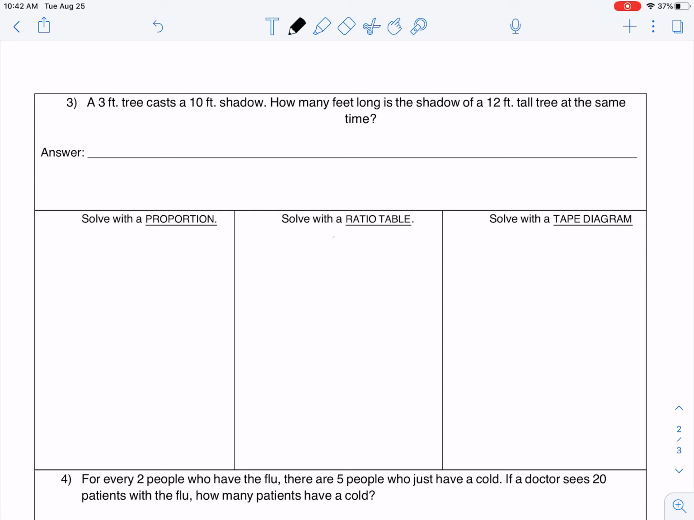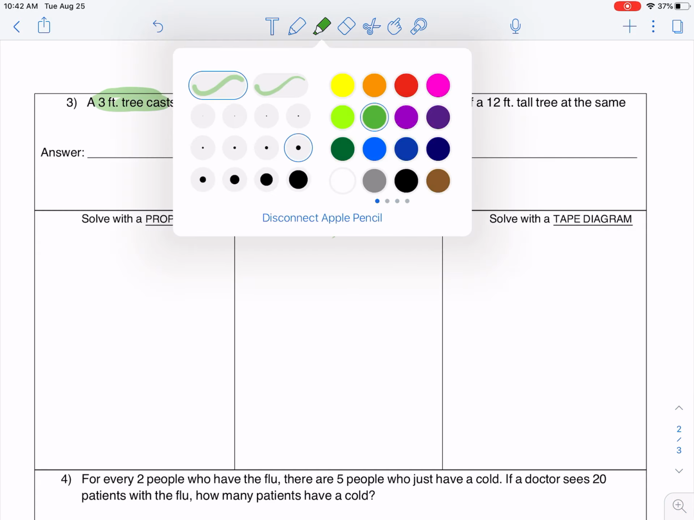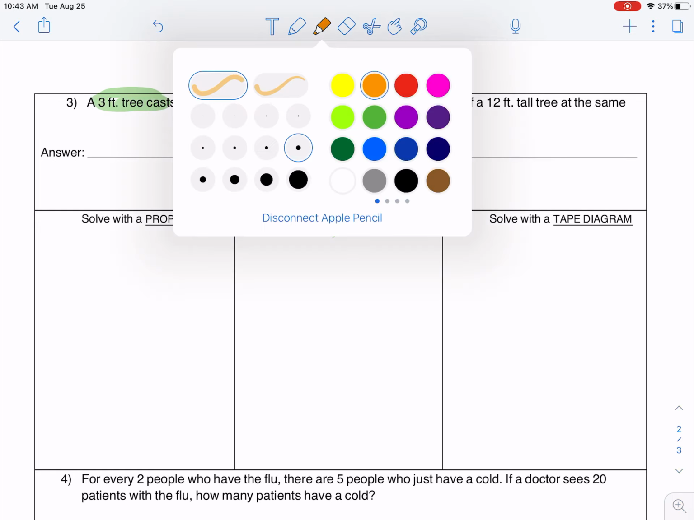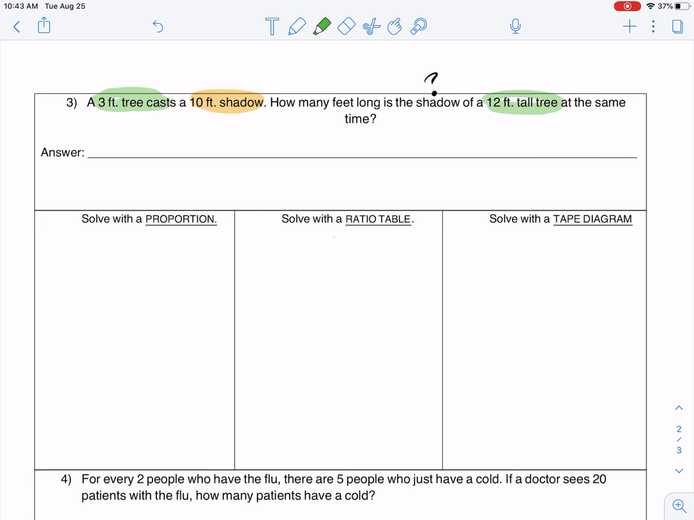Okay, so I'm going to go over question 3 because question 3 is the one that we have the most problems over. So it says, a 3-foot tree, okay, so I'm talking about a tree, casts a 10-foot shadow. So I'm also looking at the shadow. I'm comparing a tree and its shadow. How many feet long is the shadow? So I don't know what the shadow is of a 12-foot tall tree. So the information they're giving me is the information for a tree.